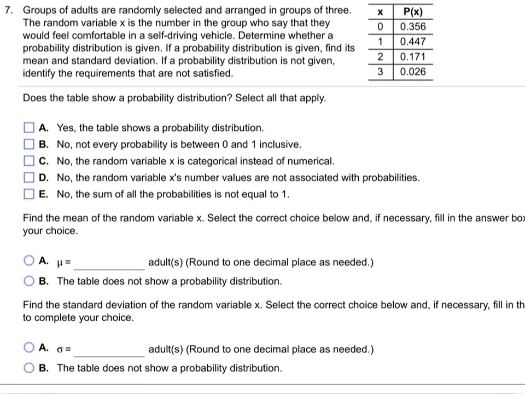So groups of adults. All right, we're changing gears. That's it for probability. Groups of adults are randomly selected, arranged in groups of 3. It's something about being comfortable with a self-driving vehicle. You might remember this one. So in the end, is this a probability distribution? Yeah, this is if you grab 3 adults, how many would be comfortable with a self-driving vehicle?